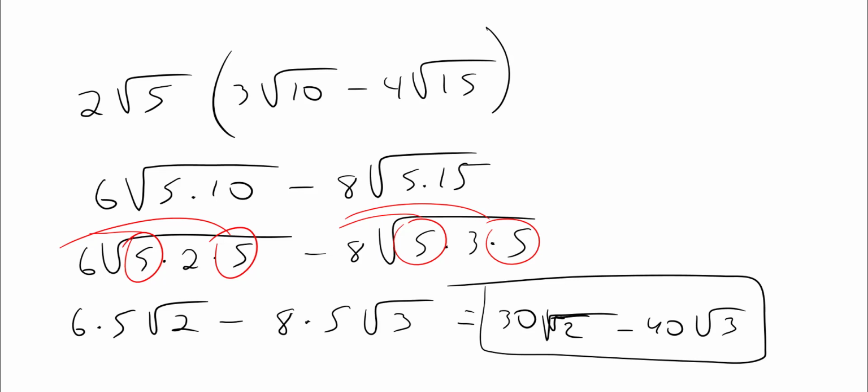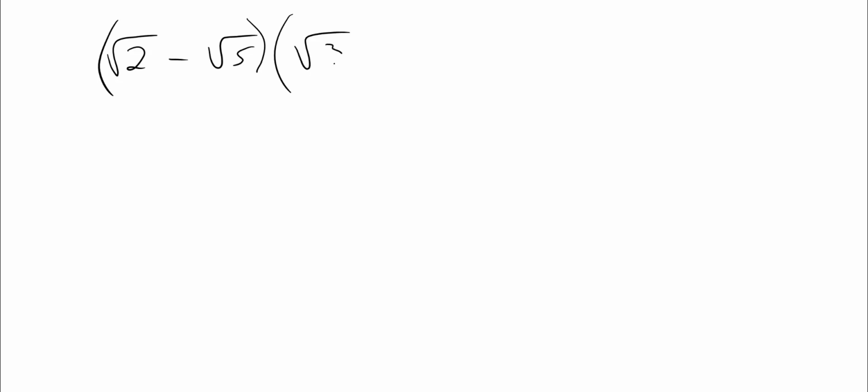Okay, so let's do binomials now. Let me show you, it's really not that bad. So if I did, let's say, root 2 minus root 5 times root 3 plus root 5. So guys, you remember it's just FOIL.